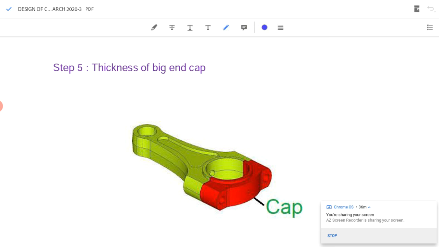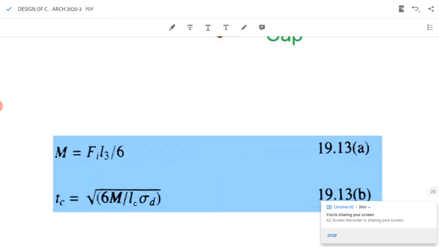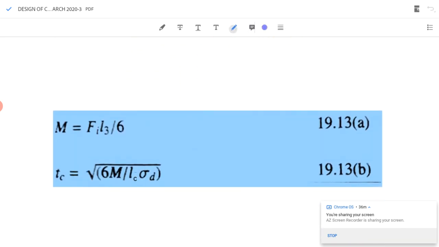When subjected to the force, inertia force and the force on the piston, it will be subjected to bending. So what is the bending equation? Sigma equal to M by Z, where M is the bending moment. Now both these ends are joined by bolts. So we will see what is our equation. M equal to Fi into L3 by 6 and Tc equal to root of 6M by Lc into sigma d.